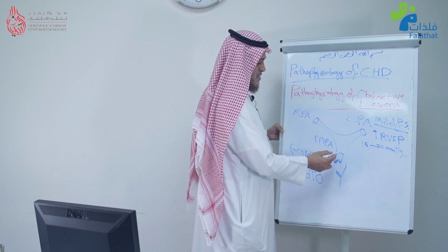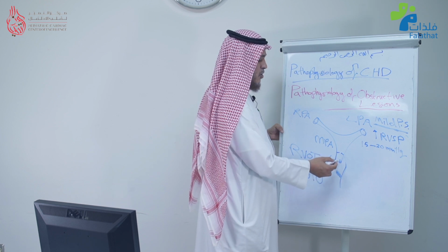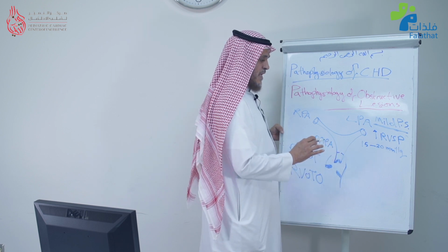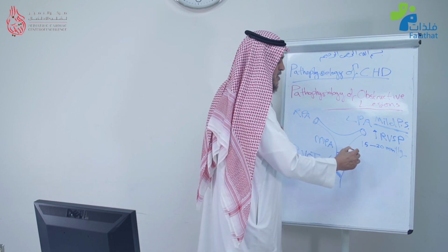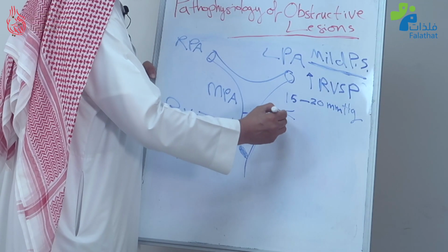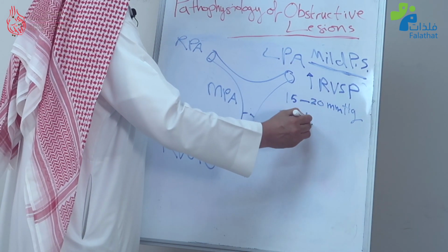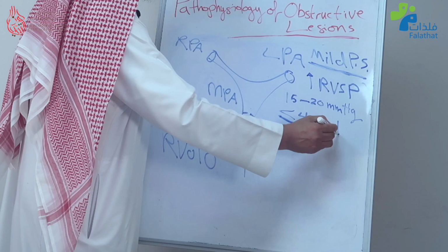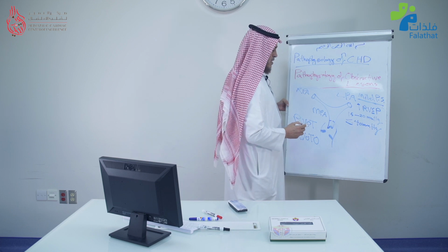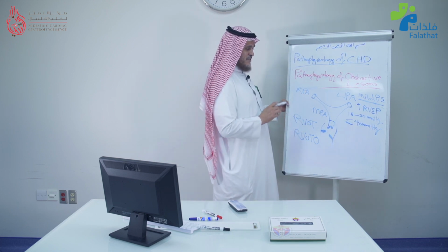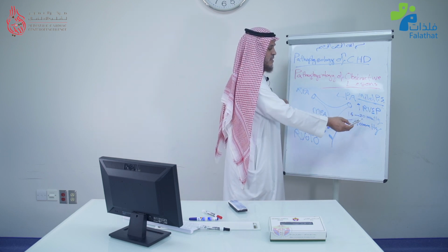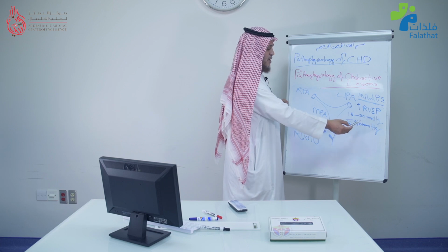When we have mild supra-PS, mild sub-PS, or mild valve PS, which I will concentrate on, then the RV pressure is usually less than or equal to 40 millimeter mercury. This is systolic pressure. We're not talking about anything but systolic pressure at this stage. So mild PS will elevate the right ventricular systolic pressure slightly to less than or equal to 40 millimeter mercury.